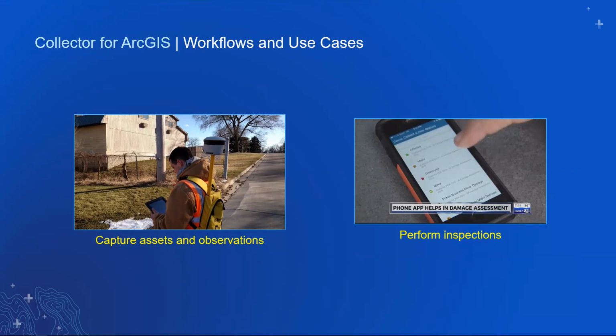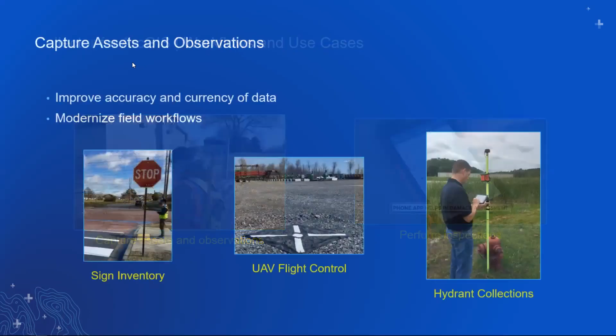So some examples we see are the capturing of assets or simple observations, but even performing things like inspections using forms, right? Instead of using these paper-based forms, we can now start to use digital forms like Collector. Other common workflows we see are sign inventory, hydrant collections, or creating ground control points. Maybe you have a UAV flight you want to undertake, and you need to collect some ground control points. Collector is an application that would allow you to do precisely that.